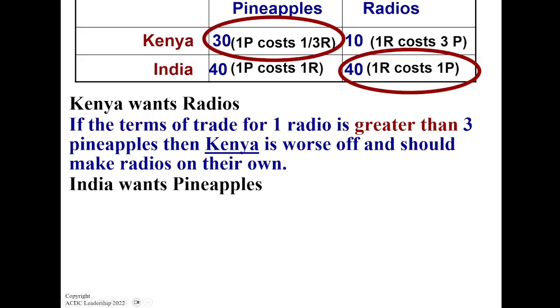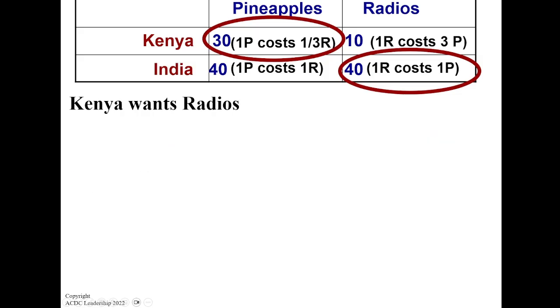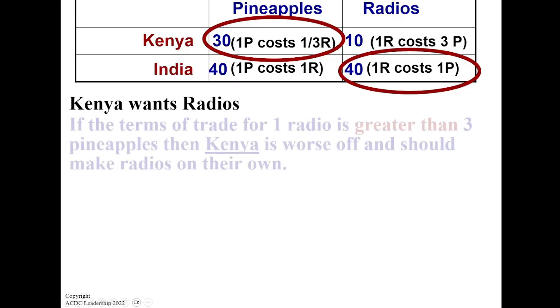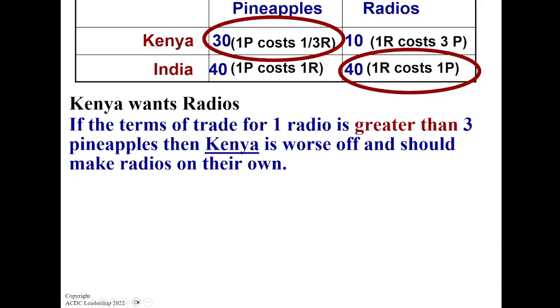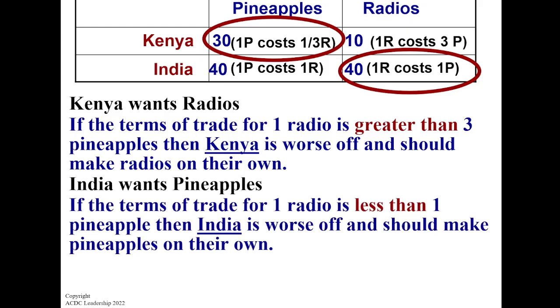So Kenya wants radios, India wants pineapples. Kenya wants radios so long as they pay less than 3 pineapples to get that radio. If the terms of trade for 1 radio is greater than 3 pineapples, then Kenya is worse off and they'll just make radios on their own. India wants pineapples, but if they have to pay more than one radio to get one pineapple, then India is worse off and should make pineapples on their own.